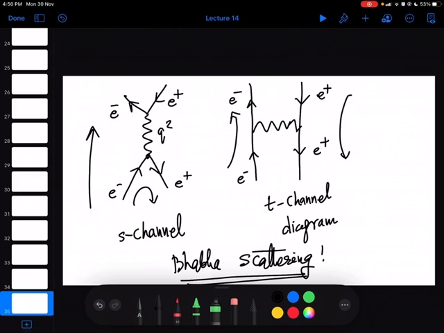And then we'll do the other two processes which I have listed, which are pair production, pair annihilation, and a very, very important process which is called the Compton effect. Okay, so let me stop here.